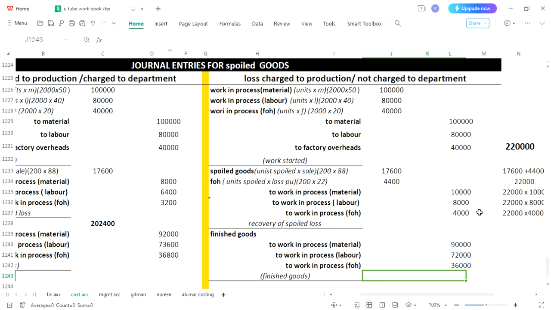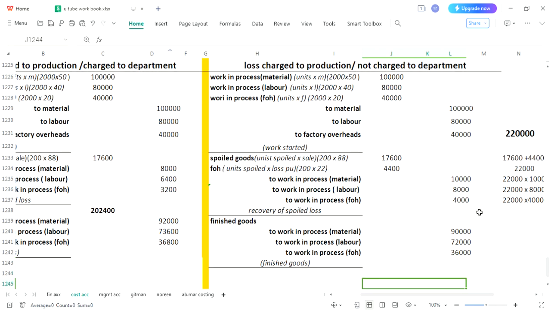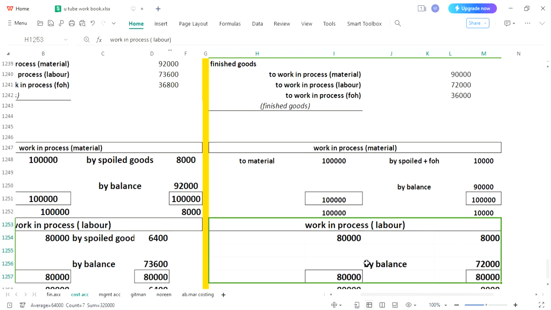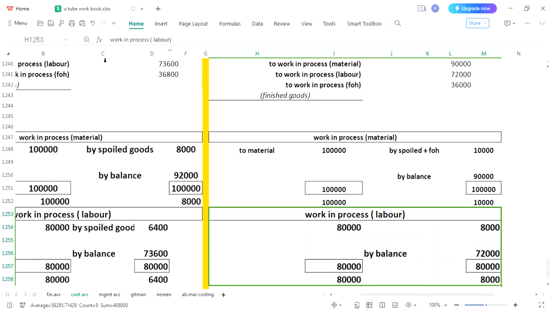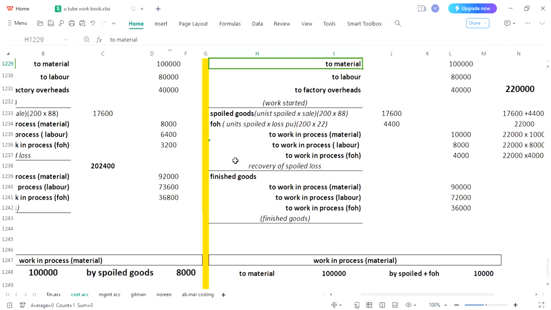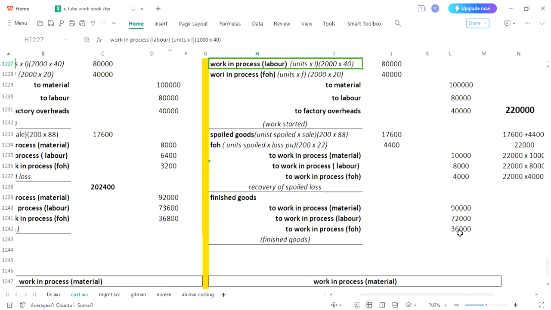I have told you both ways and I'm again telling you, when you will need your work, this ledger would be made, work in process material. Similarly, work in process labor ledger would also be made. At the same time, I have told you, you can calculate amounts directly as well by just subtracting debit and credit side. In this way, our third entry credit side is completed.